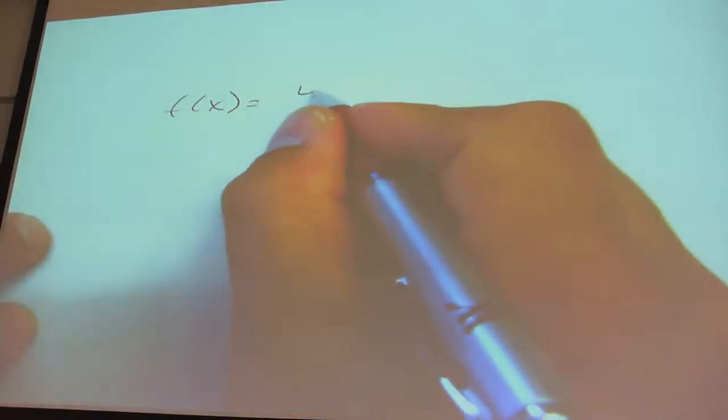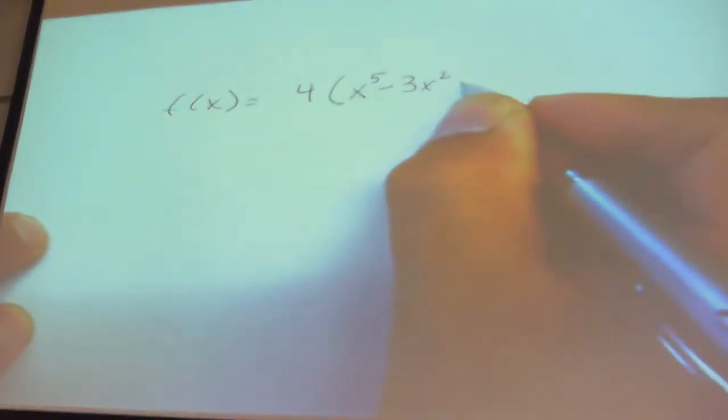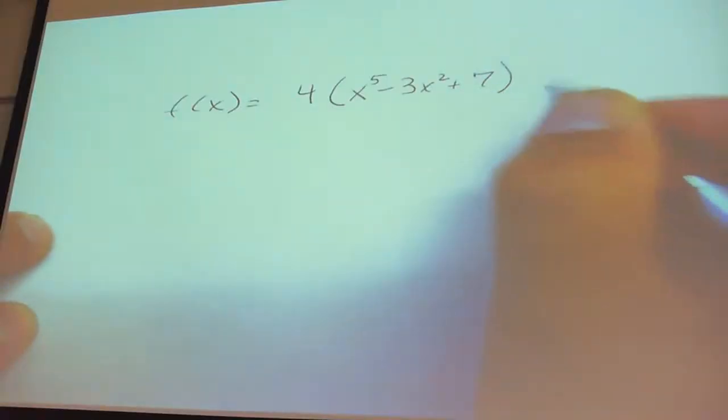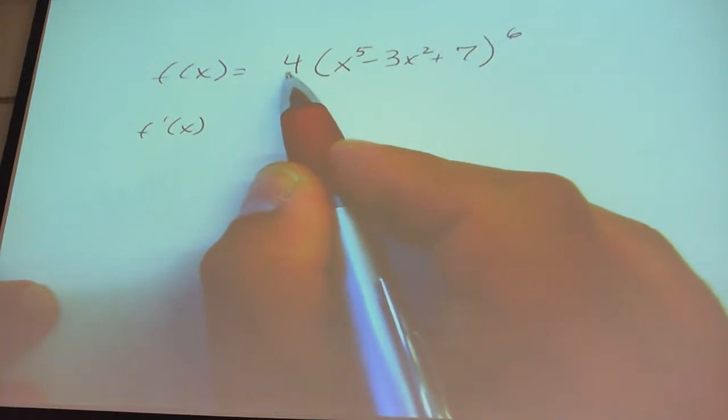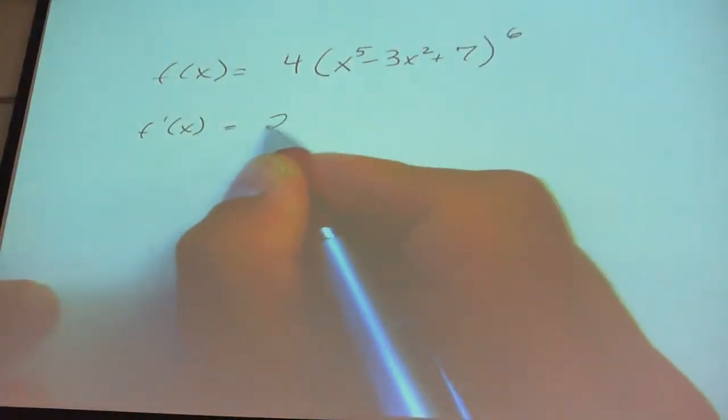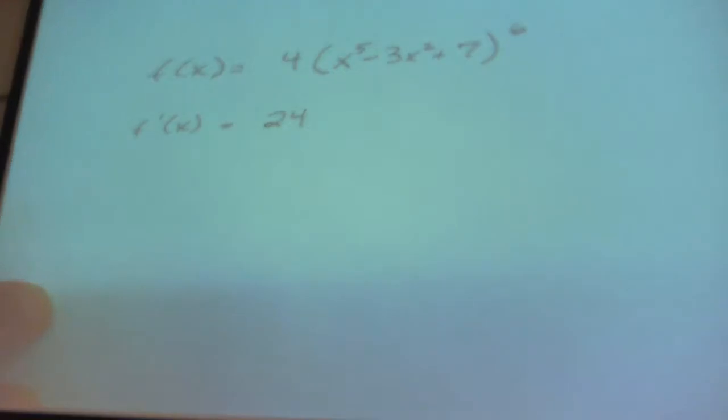So let's say I had 4x to the 5 minus 3x squared plus 7 raised to the 6. Let's just make that up. Can we all agree that this is going to be chain rule? So let's go through our steps. The 4 in front is going to stay in front, just like it always does. So 6 times 4 is 24. Does everyone see how I got to 24?